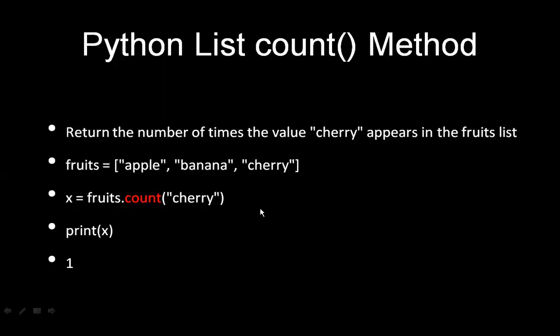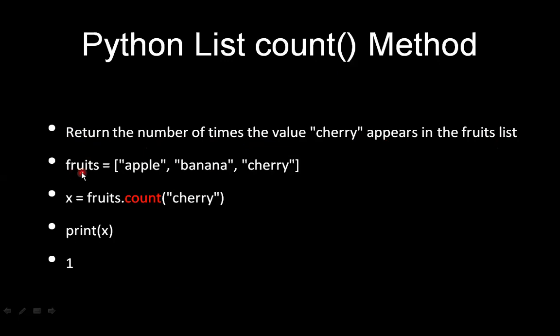Now we will discuss the count method. For what purpose is the count method used? What is the usage of this count? As the name itself suggests, we count how many times an object is repeated in the list. The count method is used to return the number of times a value appears in the given list. Let us consider one example here.